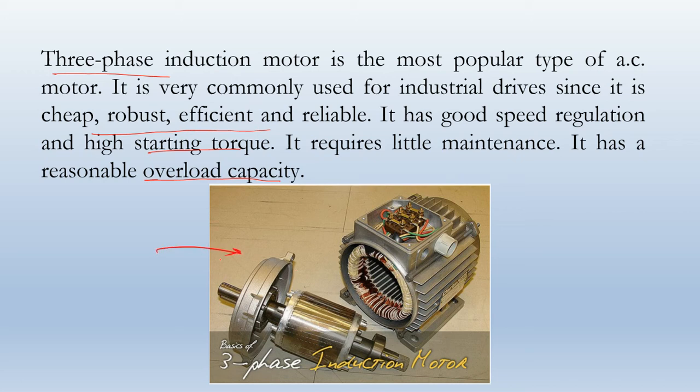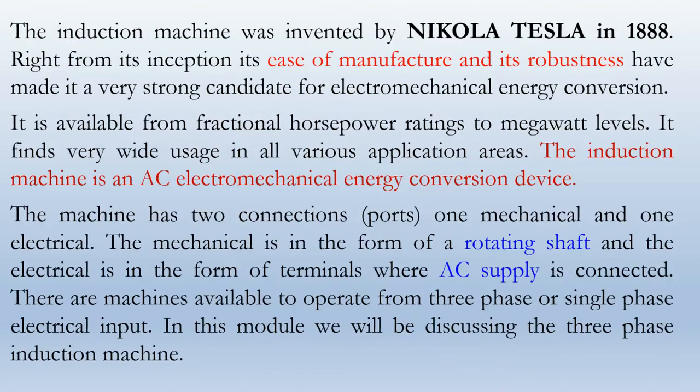So this is the picture of three-phase squirrel cage induction motor. This part is called as stator and this part is called as rotor. The three-phase induction machine was invented by a scientist Nikola Tesla in 1888. So right from its inception, its ease of manufacture and its robustness have made it a very strong candidate for electromechanical energy conversion. It is available from fractional horsepower rating to megawatt levels. It finds very wide usage in various application areas.